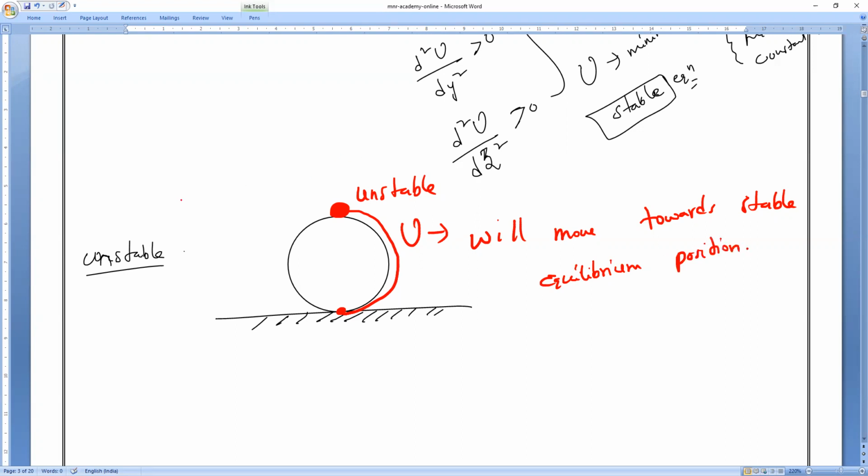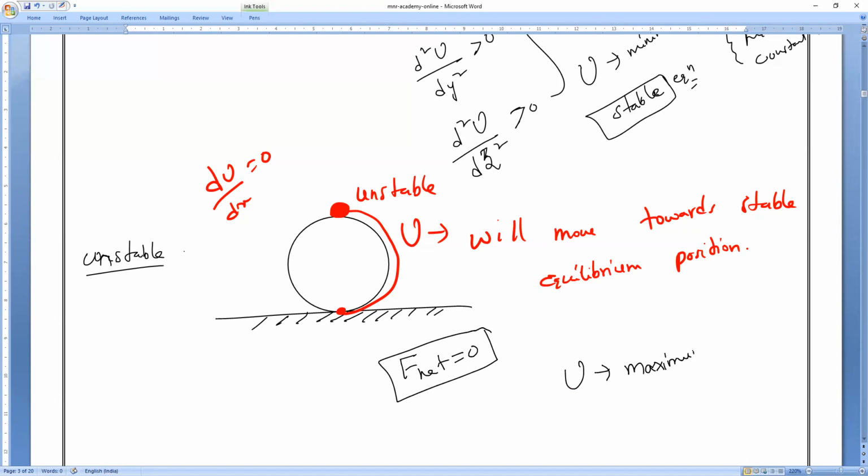So in this case also du by dx is equal to 0. For deciding whether the body is in equilibrium or not, F net is equal to 0. If I take it, then you can find u is maximum. Now u is maximum or minimum? Maximum. Maximum means it is stable or unstable? Unstable. Sir, how can we say?